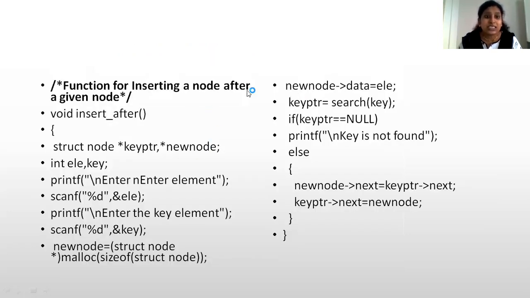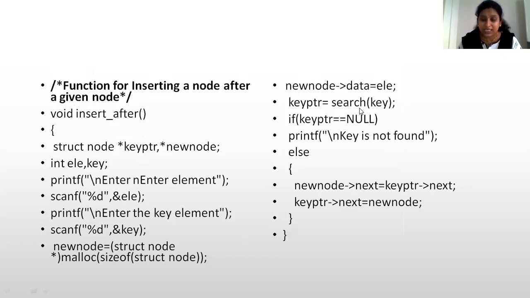So the function for inserting a new node after a given node is this. You are going to create a new node, then we check whether your key pointer is equal to null or not. Here the key pointer is nothing but the value which you are going to insert into your list. With the help of the search function first, we are going to check whether that element is there in your list or not.